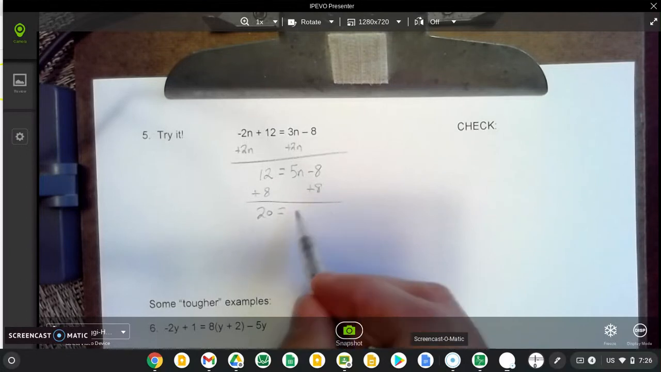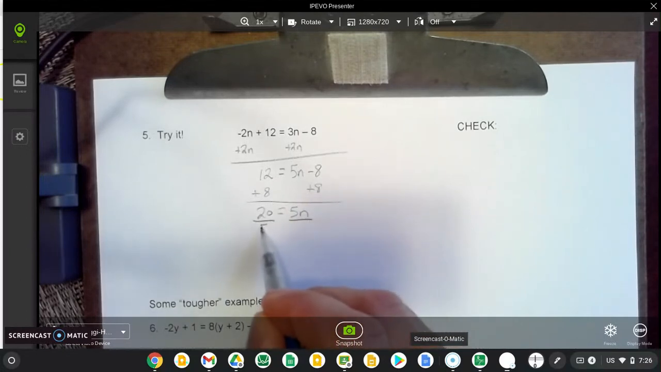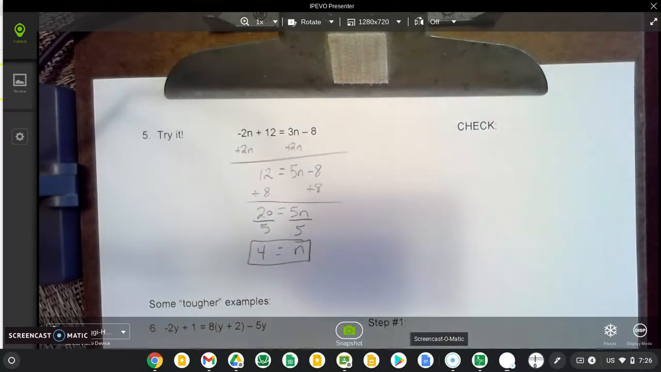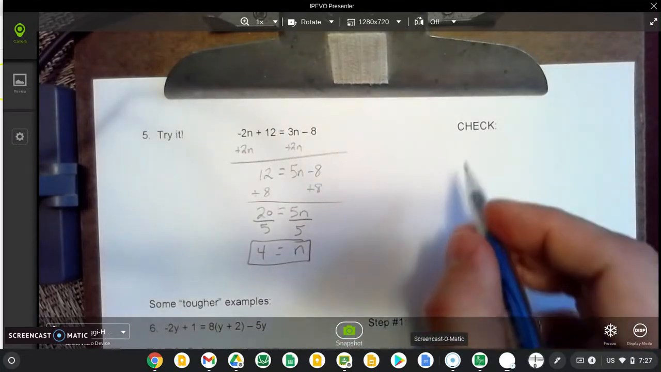Negative 8 plus 8 is 0, leaving us with 5n. And now to get n, I'm just going to divide each side by 5. 5n divided by 5 is n, and 20 divided by 5 is 4. So n should have a value of 4. We'll just make sure by doing the check.